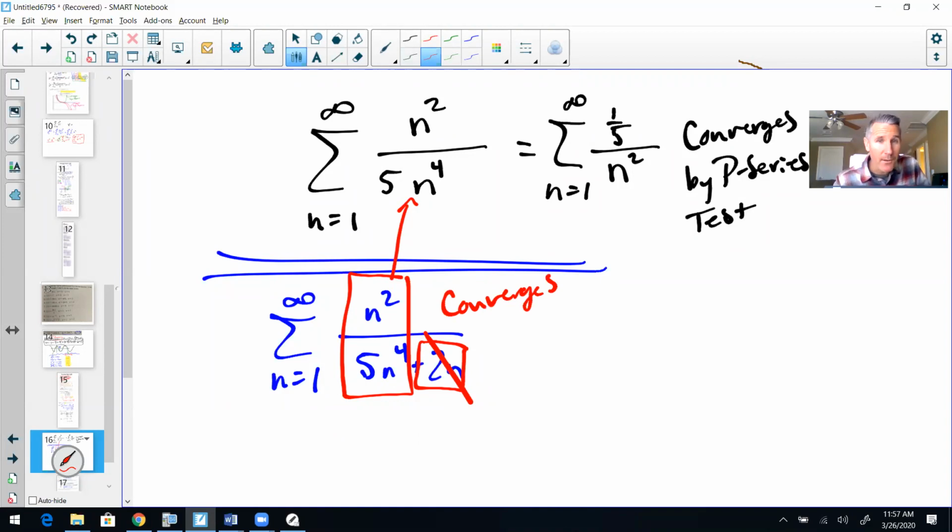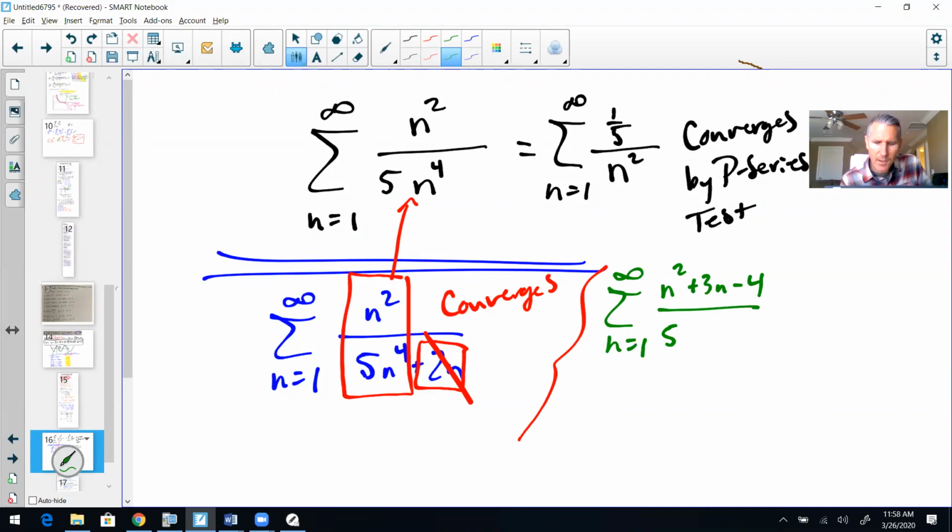Really, that's because of some comparison test. I'm not teaching that, but even if I had, let's say the summation as n goes from 1 to infinity of n squared plus 3n minus 4 over 5n to the fourth plus 6n cubed minus 2n squared plus 1, whatever. I don't care. Dominant term, these guys you basically ignore, and this looks just like what I have up there, which I know converges. So I would say that the whole thing that I had in the green will converge.